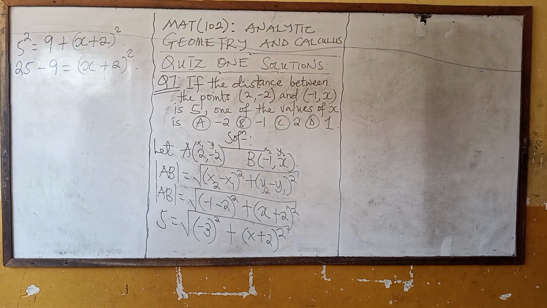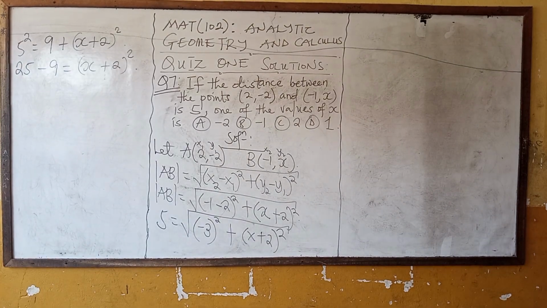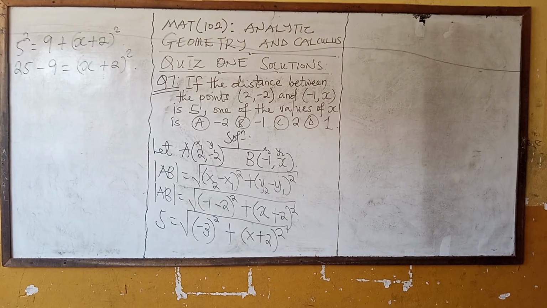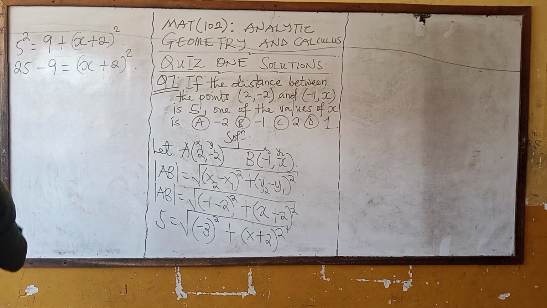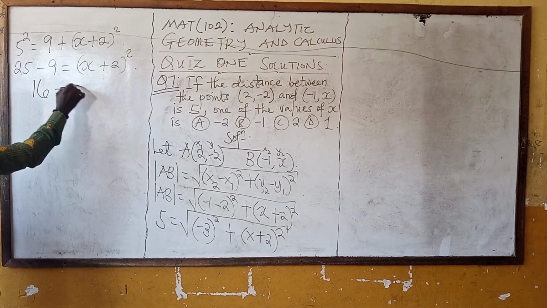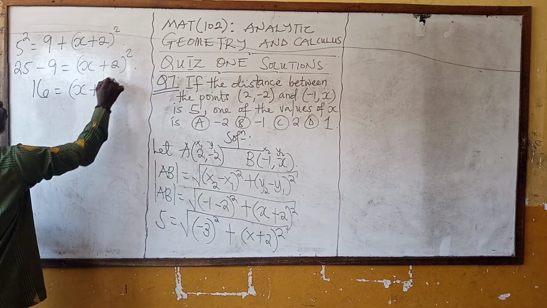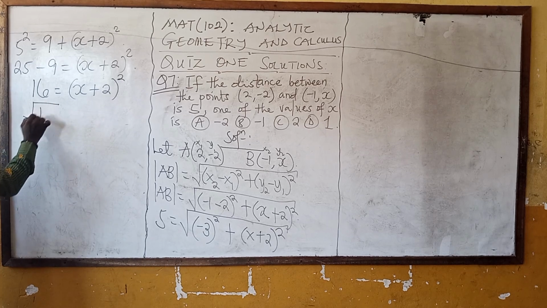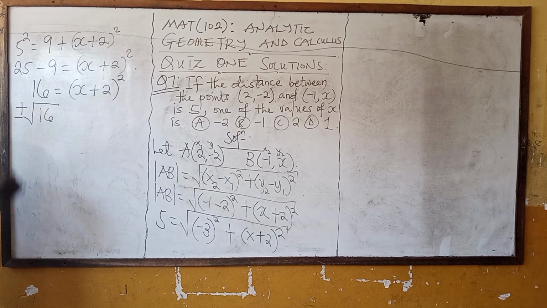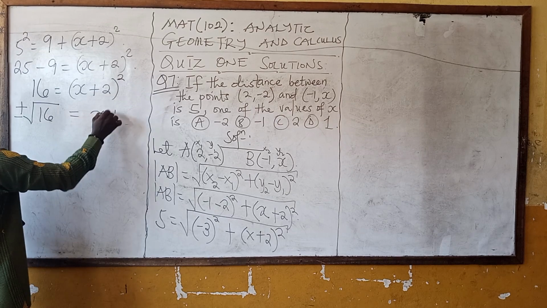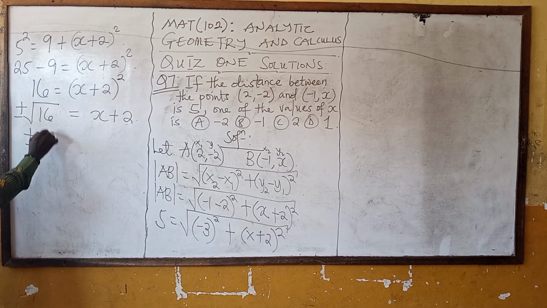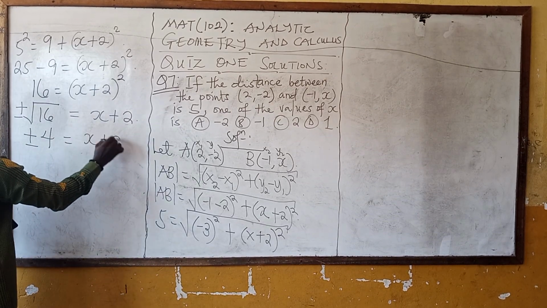Now let's see how best we can solve this. 25 minus 9 equals (x plus 2) all squared. We have 16 equals (x plus 2) all squared. You can introduce a square root to take away the square. Now don't forget, if the square root is coming, we bring plus or minus. So the square root of 16 gives plus or minus 4 equals x plus 2.